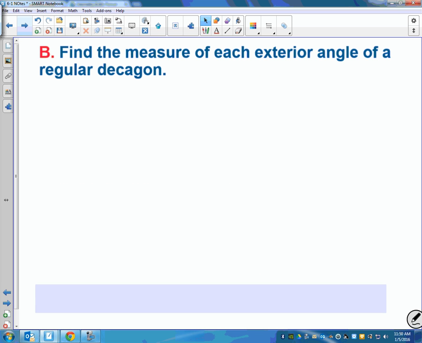What if I said find the measure of each exterior angle of a regular decagon? Step 1. A decagon is a 10-sided figure. So a 10-sided figure has how many exterior angles? 10. And what do we know they add up to? And if it's regular, what do we know about each one? They all equal each other. So what could I do to find it? Divide by 10. Like you could say 10x equals 360. Divide by 10, which means each one would equal 30.